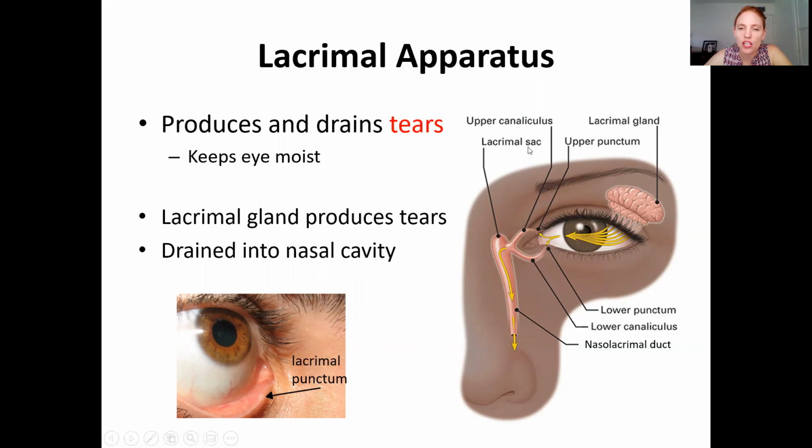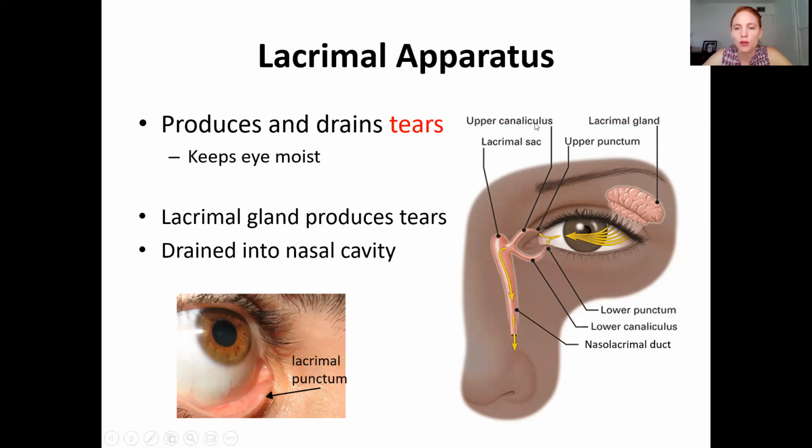And then notice that the lacrimal sac is only the enlarged fat part at the top. Once you get further down and it narrows down here, it has a new name, and that is the nasolacrimal duct. Nasolacrimal duct. Naso like nose, lacrimal duct. Because from there, that's going to take the tears and drain it into your nasal cavity. And that's why if you're crying, you kind of get a stuffy nose, and that's because all of those tears are being drained into your nasal cavity.